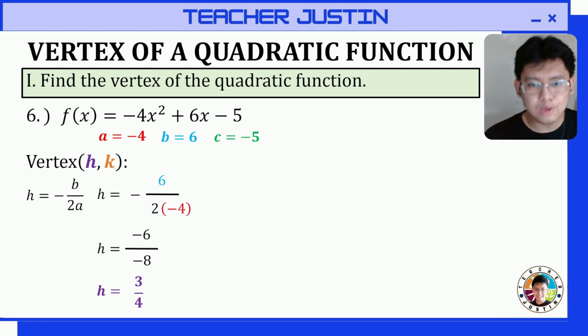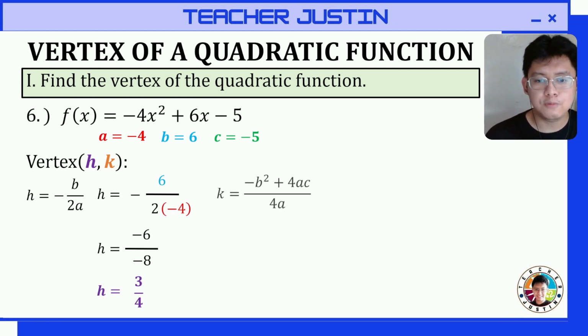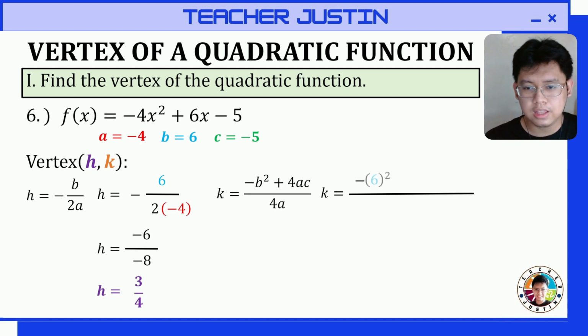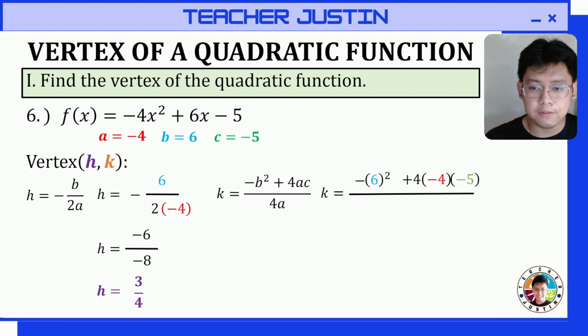To get the Y coordinate of our vertex, we will use the formula K is equal to negative B squared plus 4AC all over 4A. So, let's substitute the values of A, B, and C dito sa ating formula. So, the value of K is equal to negative times the square of 6 plus 4 times negative 4 times negative 5 all over 4 times negative 4. So, simplify natin yung bawat term. So, unahin natin si negative 6 squared. So, that will give us negative 36. So, unahin natin i-square si 6, tapos multiply natin by the negative sign. So, that will give us negative 36.